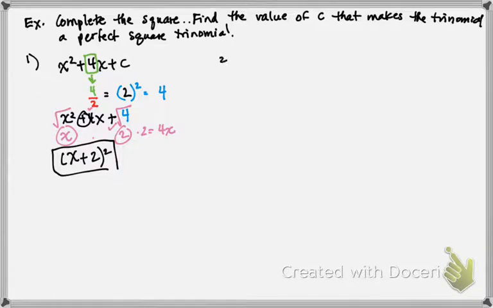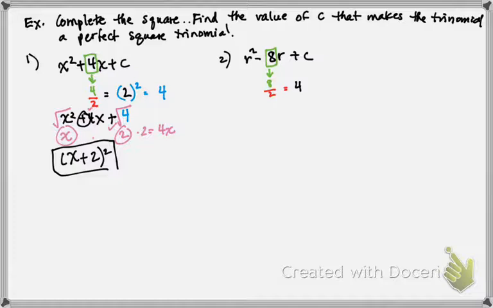Okay, let's do another one like that. r squared minus 8r plus c. So again, I'm going to focus in on the linear coefficient. I'm going to cut it in half, and I get 4.